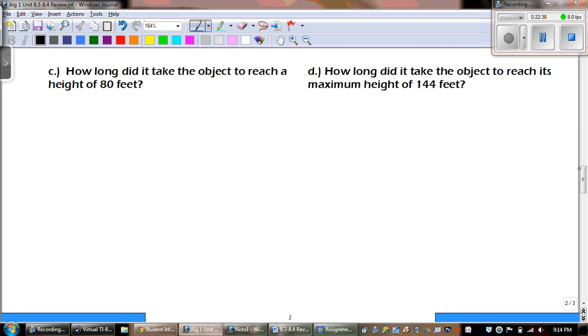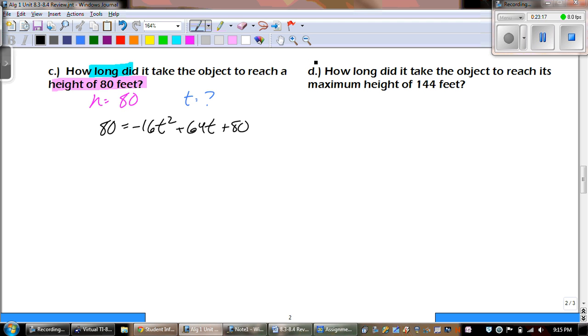C, how long did it take the object to reach a height of 50 feet? Okay, so remember, we always worry about what is our height and what is our time. Okay, and it's saying how long did it reach a height of 80 feet? So we know what the height is. The height is 80, and our time is, well, we don't know. So that's what we're solving for. So in our equation, we know that the height is 80, and we have negative 16t squared plus 64t plus 80.